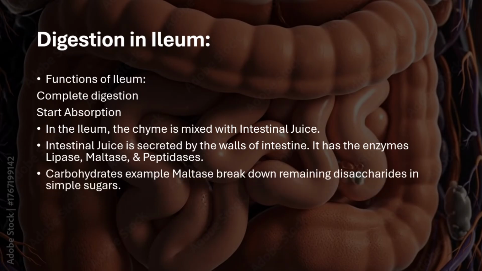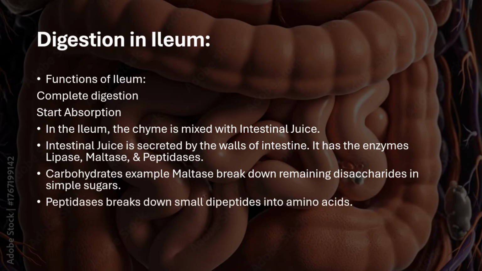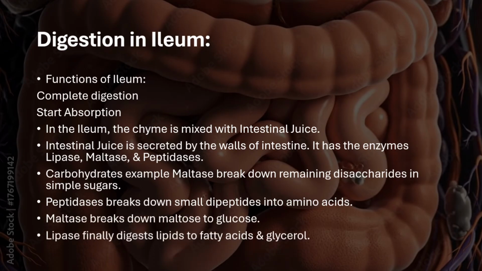Carbohydrases, for example maltase, break down the remaining disaccharides into simple sugars, and this is how the disaccharides are digested further. Peptidases break down small peptides into amino acids, digesting them as well. Maltase breaks down maltose to glucose. And finally, lipase digests all the lipids to fatty acids and glycerol, and the digestion of lipids also completes. Now, after the food has been completely digested in the ileum, absorption starts. Let's discuss how the ileum helps absorb the food.